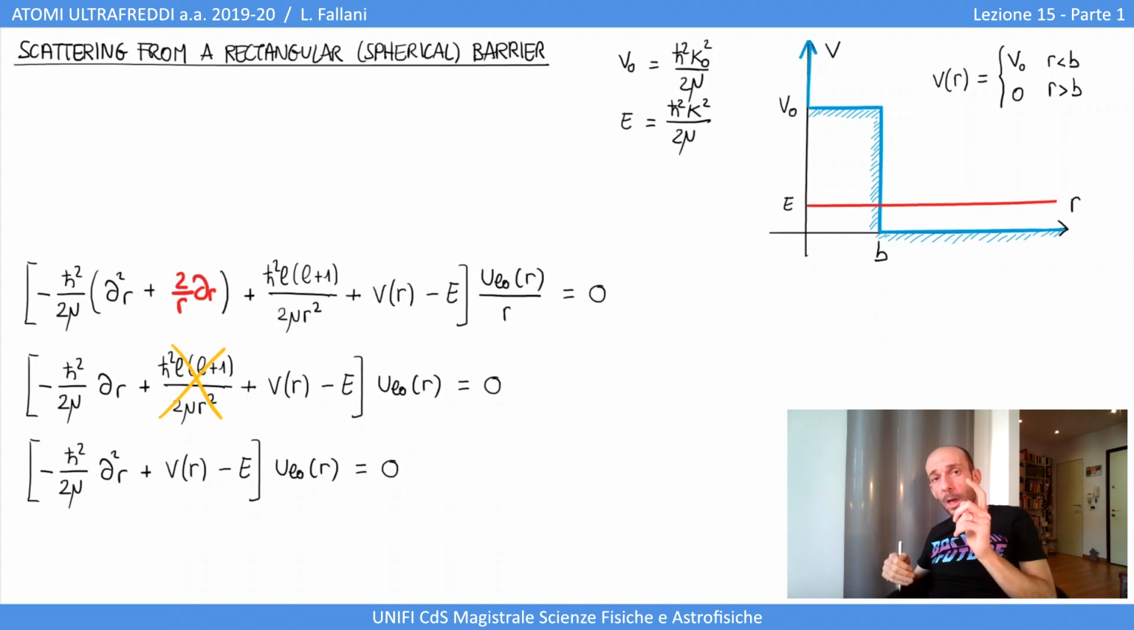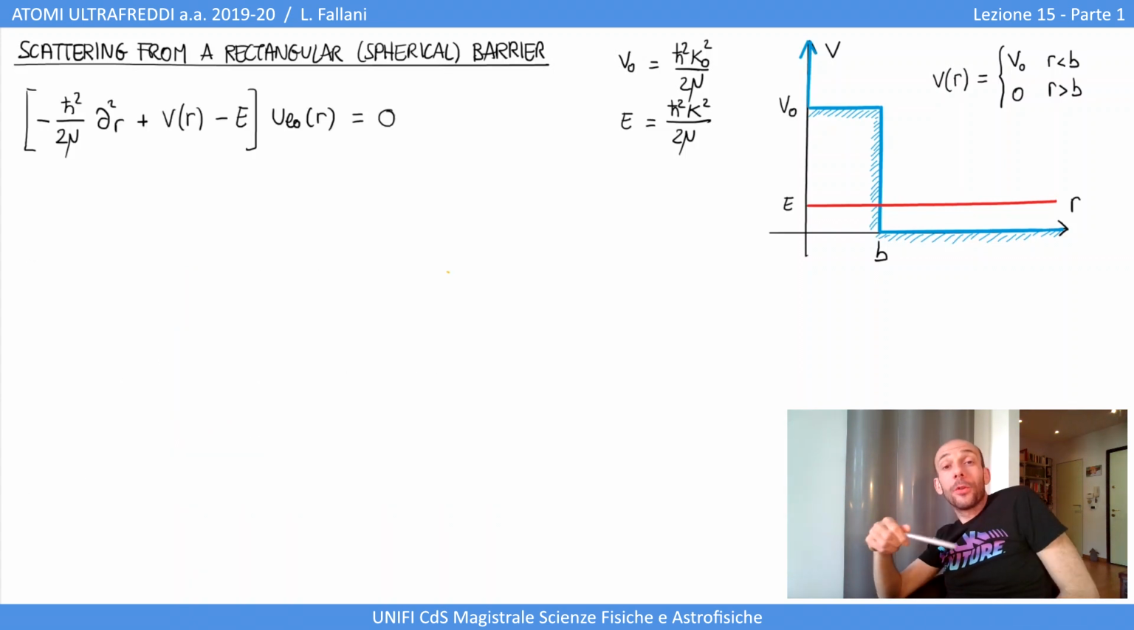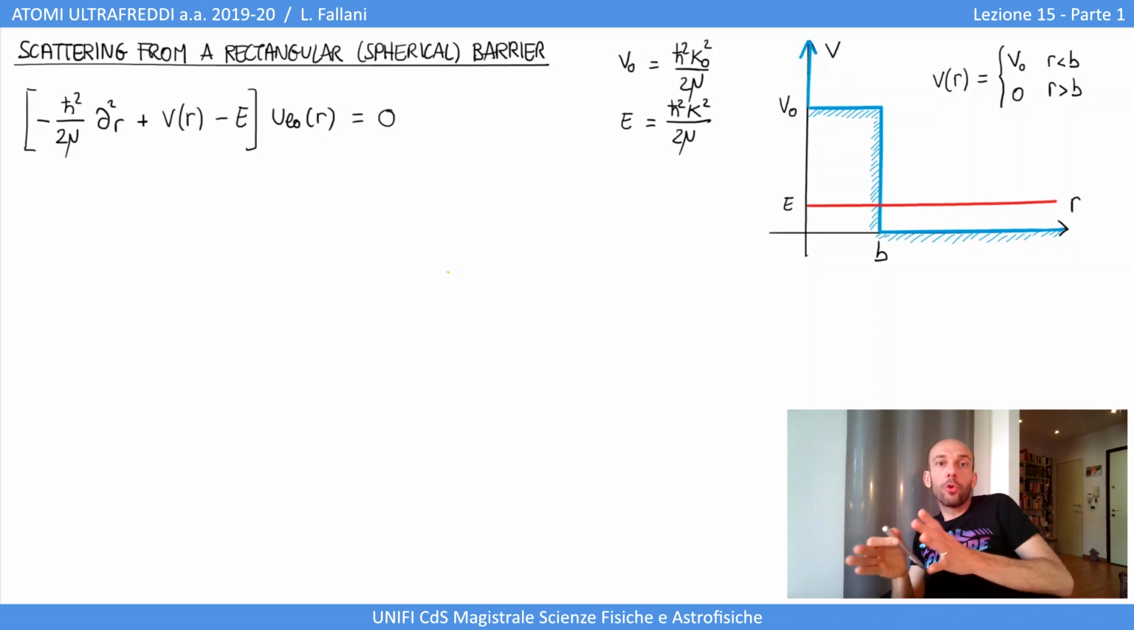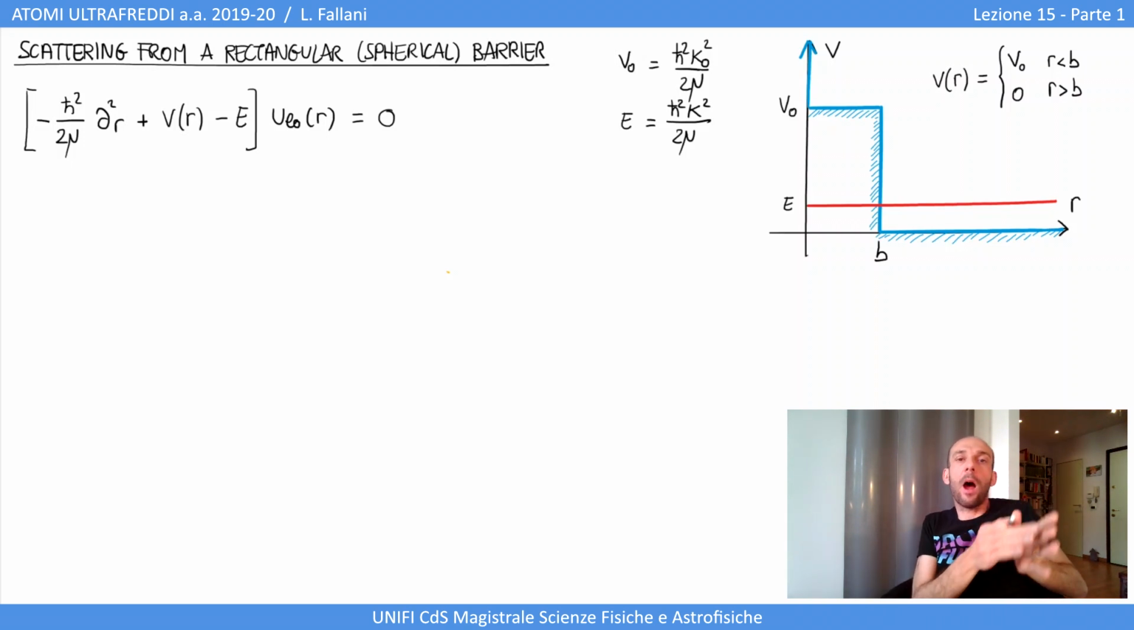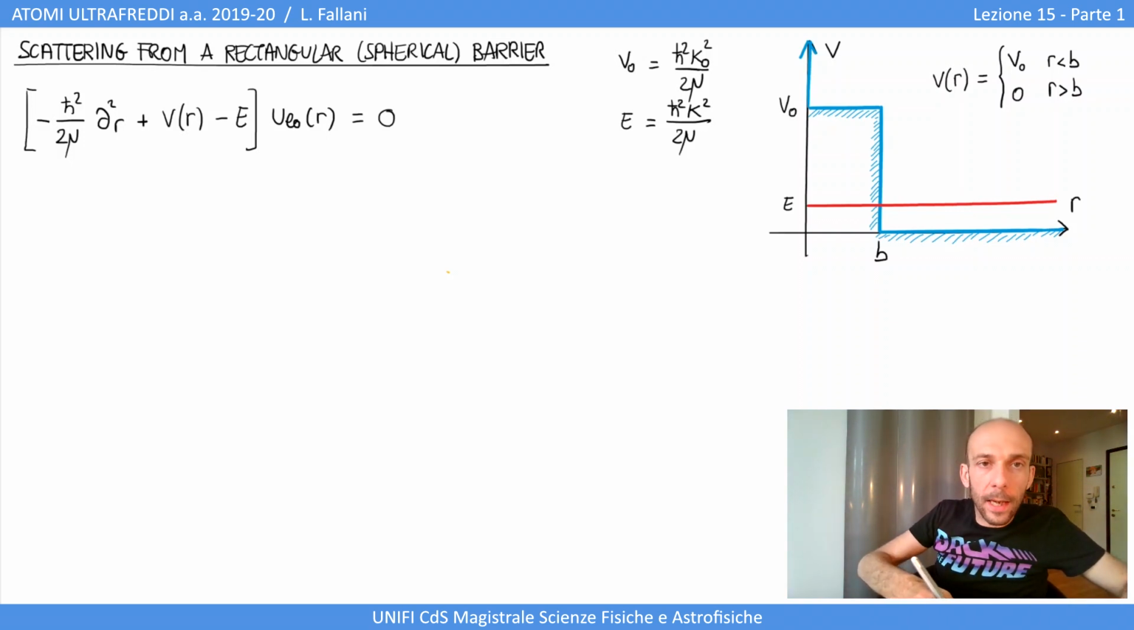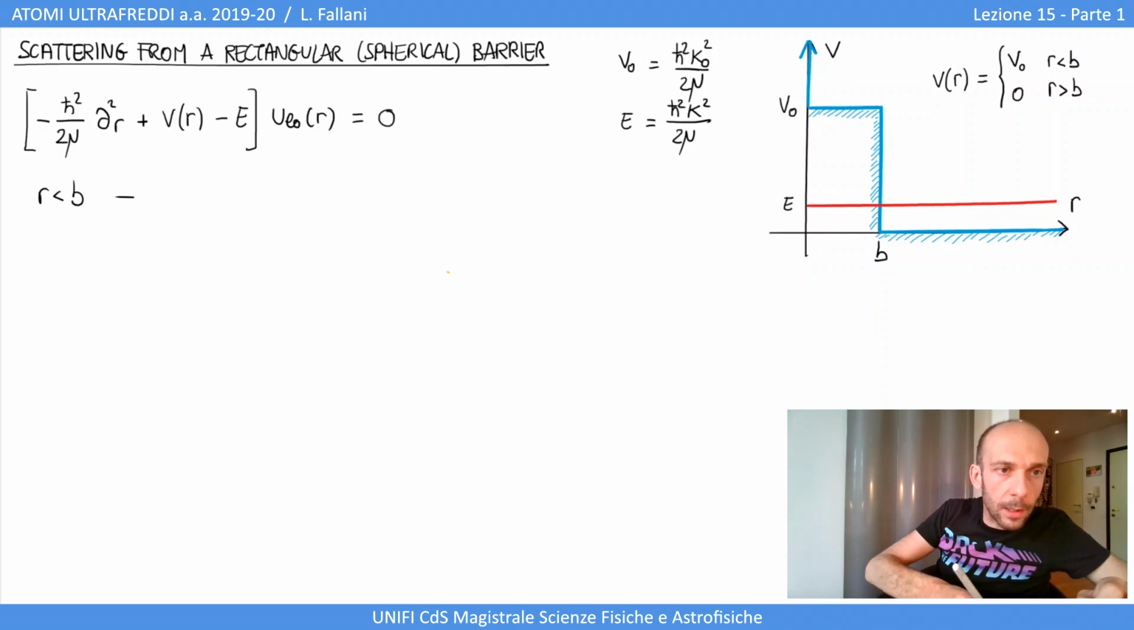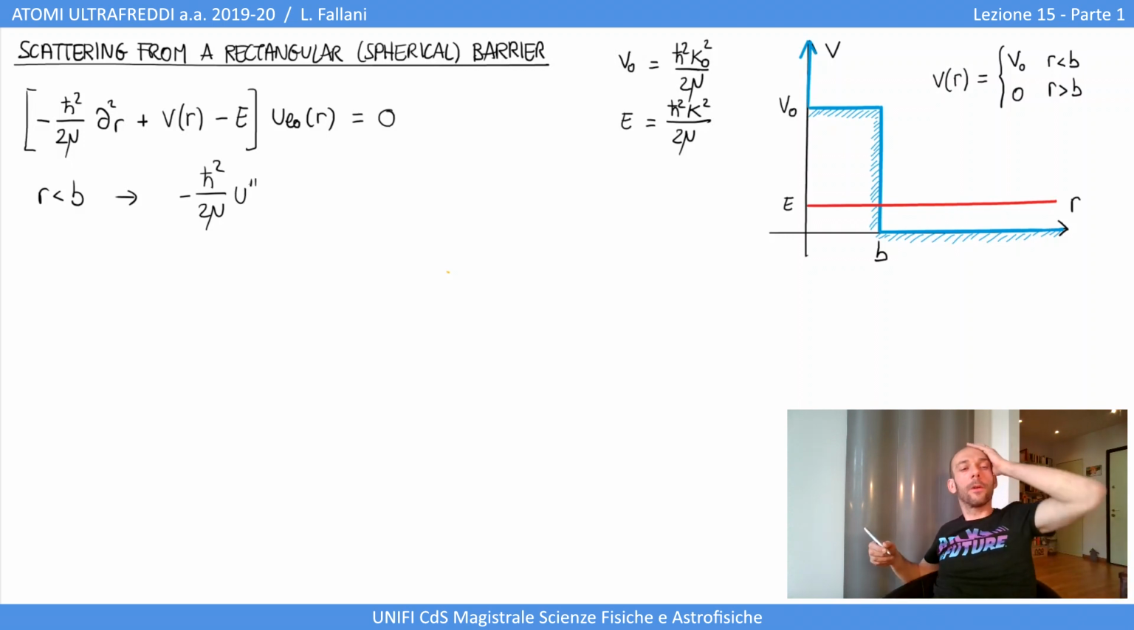Okay, let's do that. And now we need to consider that our potential has a discontinuity for r equal b, and so we need to solve this equation in the two domains, r smaller than b and r larger than b. So let's start with r smaller than b, and so I can write this equation in this domain, minus h bar squared divided by 2 mu times the second derivative of the wave function, so let me indicate it with two primes, plus the potential.